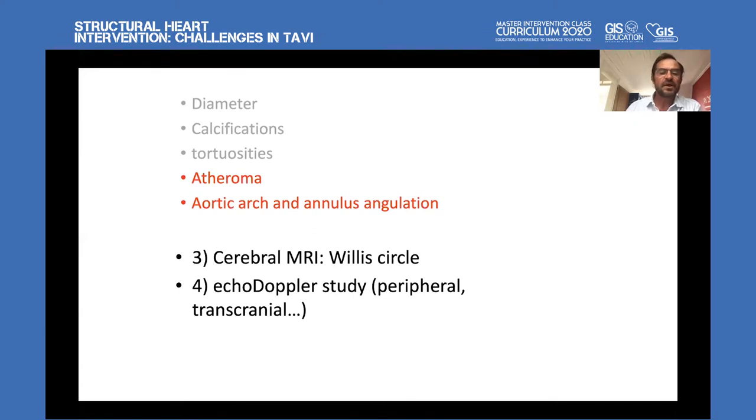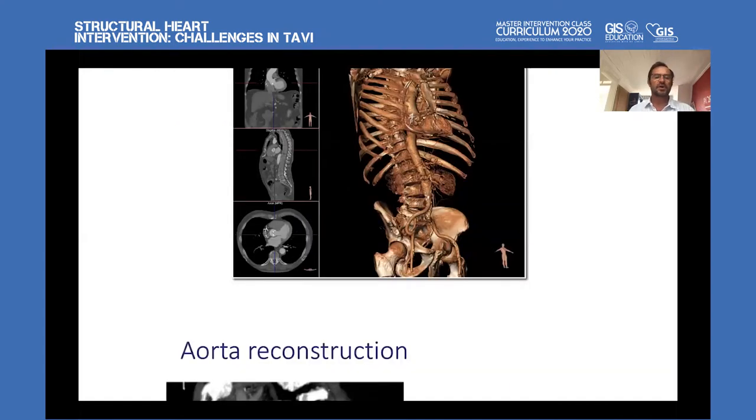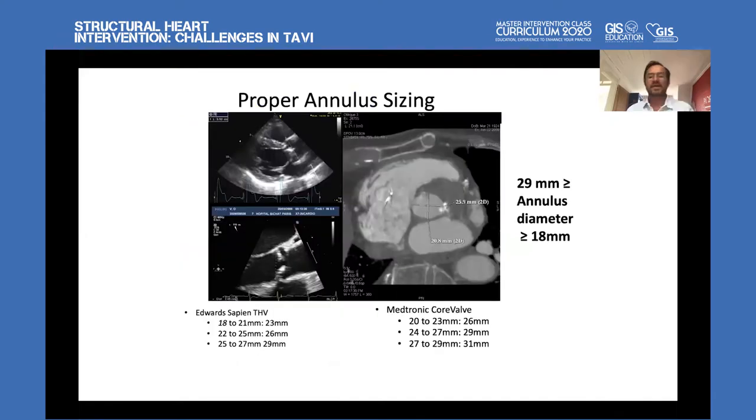So the CT scan is wonderful. It will tell you the calcification. It will tell you whether the aortic arch is gothic or not. If gothic, I would recommend going with the supra-aortic, that is the carotid or subclavian, in order to avoid problems. And then the calcification and tortuosity are also very important to check. The proper annulus sizing is absolutely mandatory.